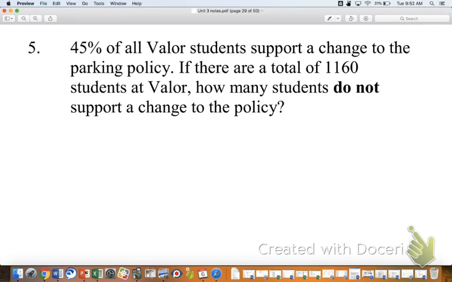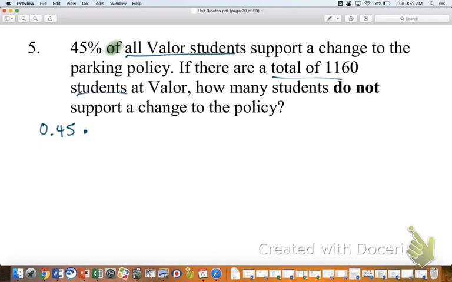So this says 45% of all students support a change to the parking policy. So we could do a little translation here. I see 45%. Do you? As I write this down, I'm going to show you a couple ways to do this. I would write 0.45. What does the word of mean? Times sign. So I'm going to write times. And then I see this of all Valor students. Do I have any idea how many that is? Yes, 1,160. There's a total of 1,160 students. That right there is how many students are at Valor, right?